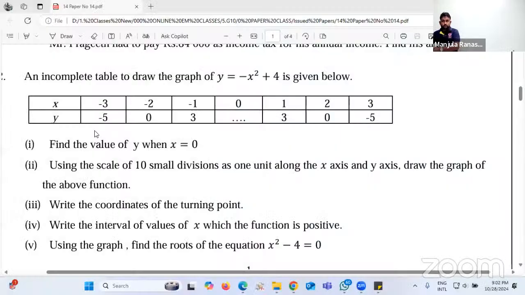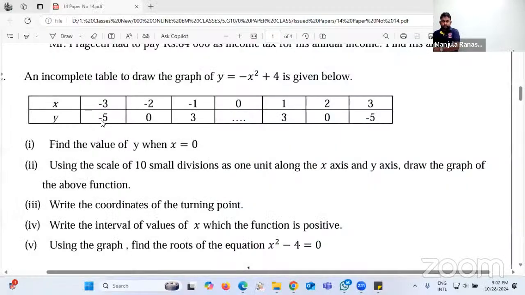So that's the truth. Okay, an incomplete table is shown for the graph. So you can see the graph question. I have taught you exactly this graph. If you need to ask any questions here, you can send me a message, then I will give you the chance.